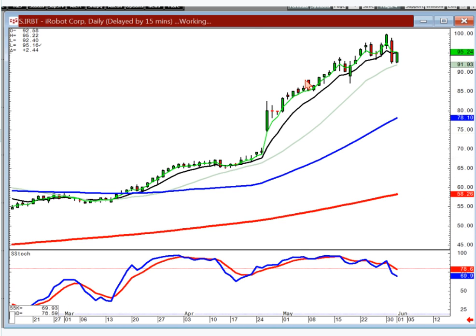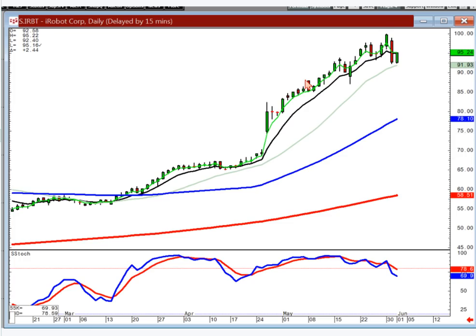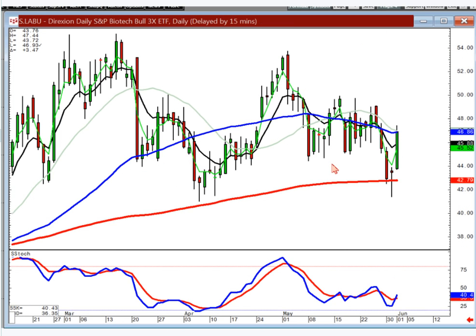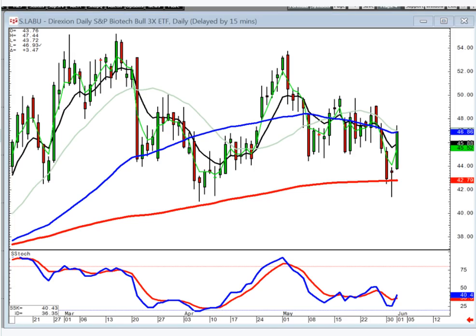IRBT, oh boy. This one, if you stayed long, it has to open positive and trade positive. If it opens lower tomorrow, close it out. It's lost its luster. And there's the big morning star signal on Labu. You could be buying this one on strength.